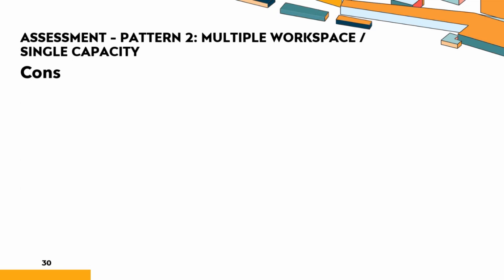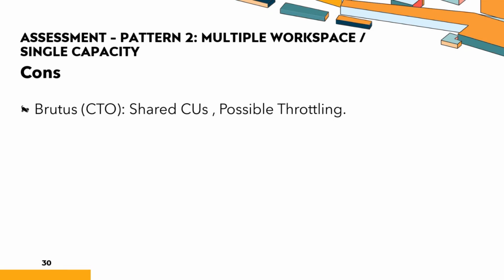Cons, though. Always look at the cons. So we're here, Brutus. While we have more workspaces, we are still sharing the computational units. This is a pitfall for monolithic. While it offers things that you can do with the workspaces, you still have the potential for computation unit throttling. So that's a con.